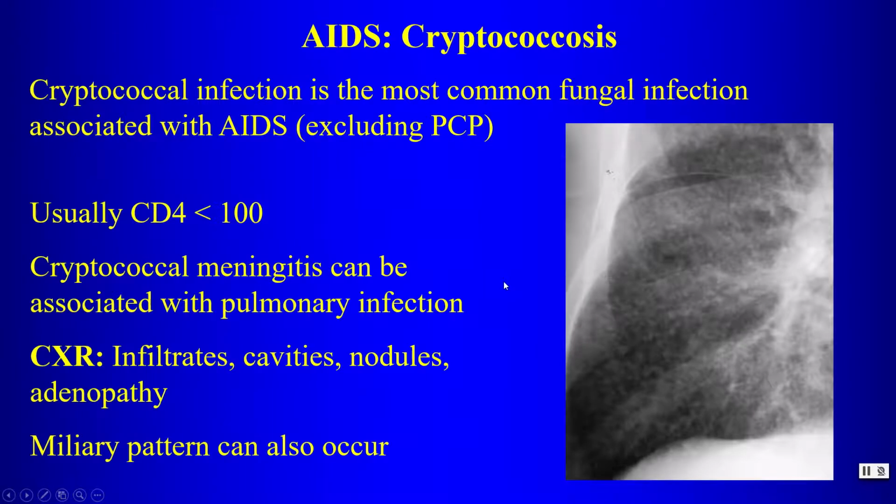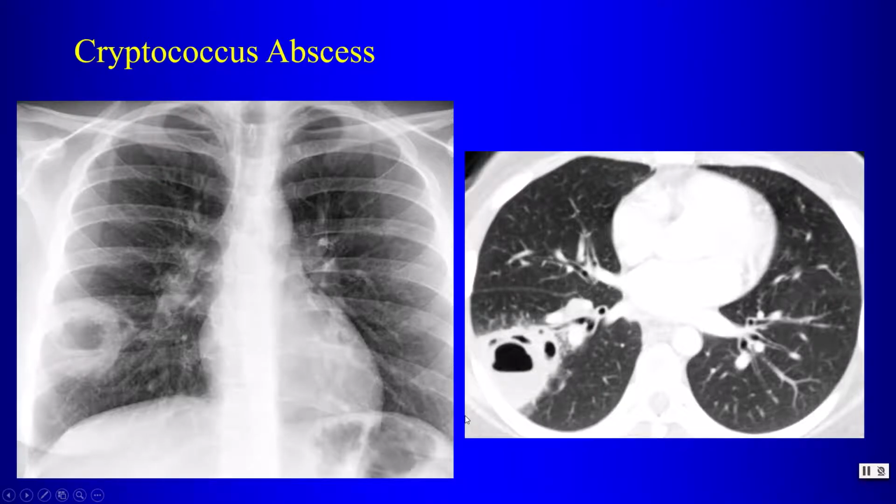This happened to be cryptococcosis. So cryptococcal infection is the most common fungal infection associated with AIDS if we exclude pneumocystis. Usually the CD4 count is less than 100. This is associated with cryptococcal meningitis, which can appear along with the pulmonary infection. Patients can develop consolidations, cavities, nodules, or adenopathy, and a miliary pattern might also occur, as in this particular patient. So here's a patient who developed a cryptococcal abscess here within the lung.